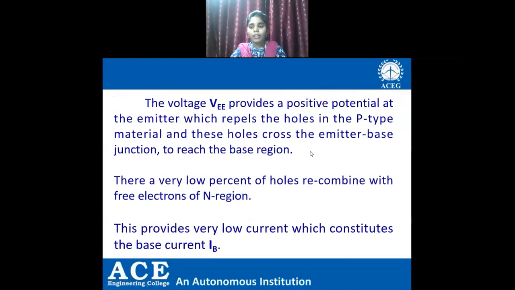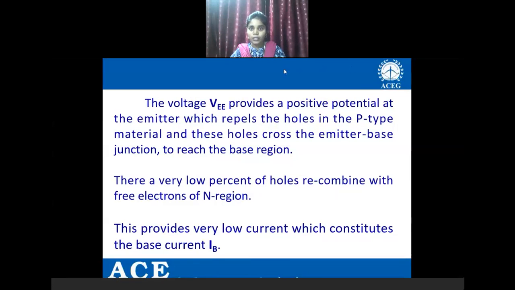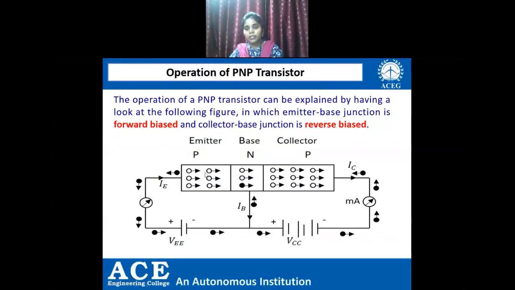Now, whatever we have studied so far is mentioned in this slide. What we have discussed so far is mentioned in this slide. Let us look at this slide. The voltage V provides a positive potential at the emitter, which repels the holes in the p-type material, and these holes cross the emitter base junction to reach the base region. Has it reached? Yes. These holes have reached the base junction.